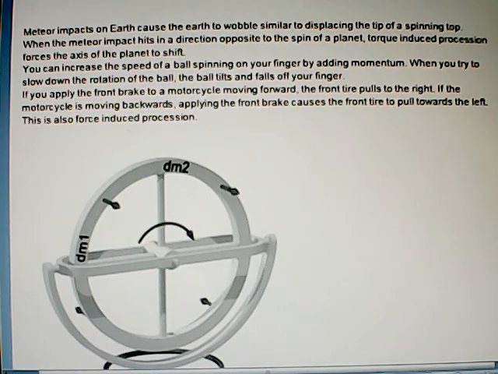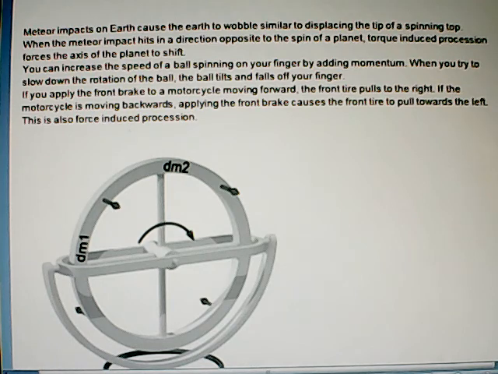Meteor impacts on Earth cause the Earth to wobble, similar to displacing the tip of a spinning top. When the meteor impact hits in a direction opposite to the spin of the planet, torque-induced precession forces the axis of the planet to shift. You can increase the speed of a ball spinning on your finger by adding momentum, but when you try to slow down the rotation, the ball tilts and falls off your finger.